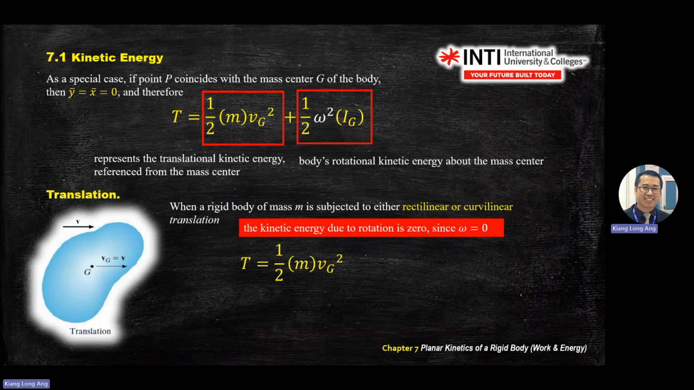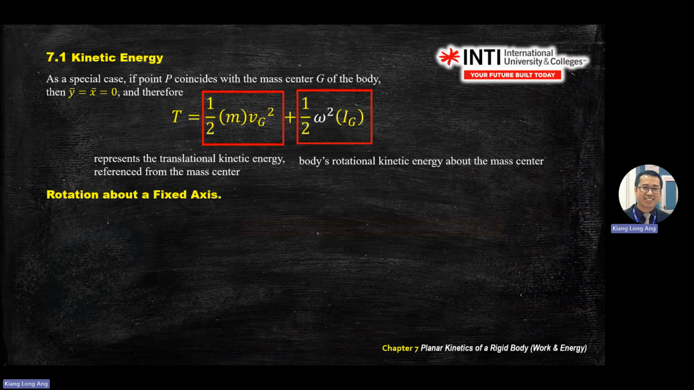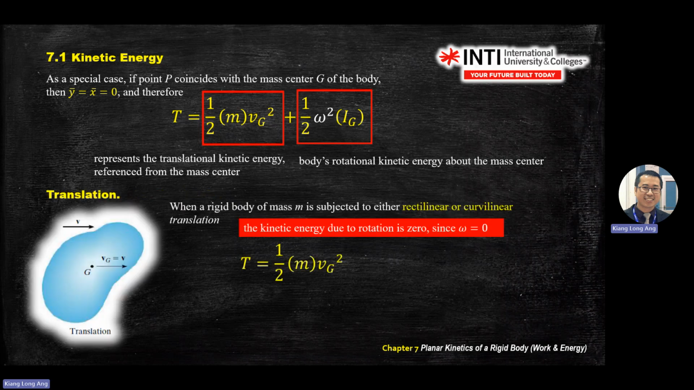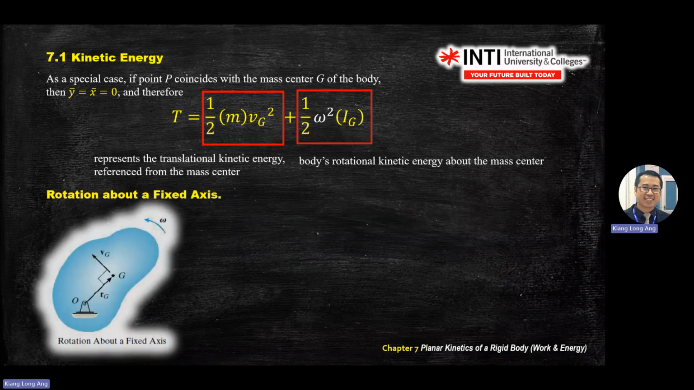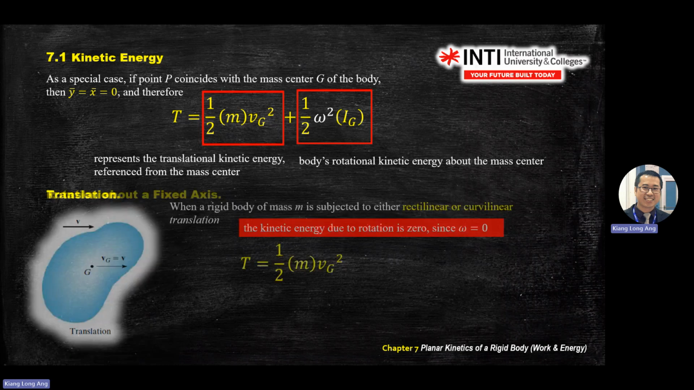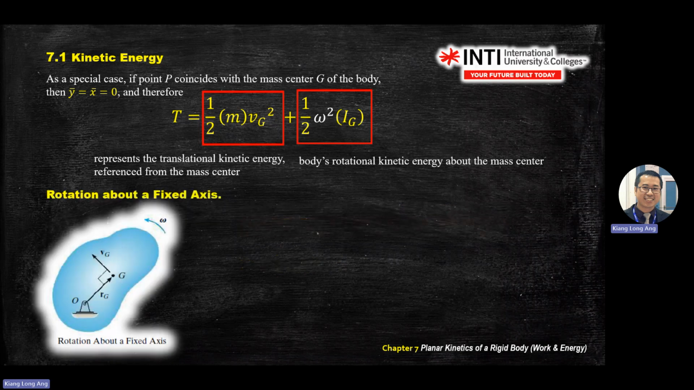So if the translation does not have rotation, when you don't have rotation, you don't have omega. This is angular velocity. You do not rotate, you do not turn. So when it's translation, this one is 0. So it depends how you want to analyze. You need to observe how the object moves in the rigid body chapter.